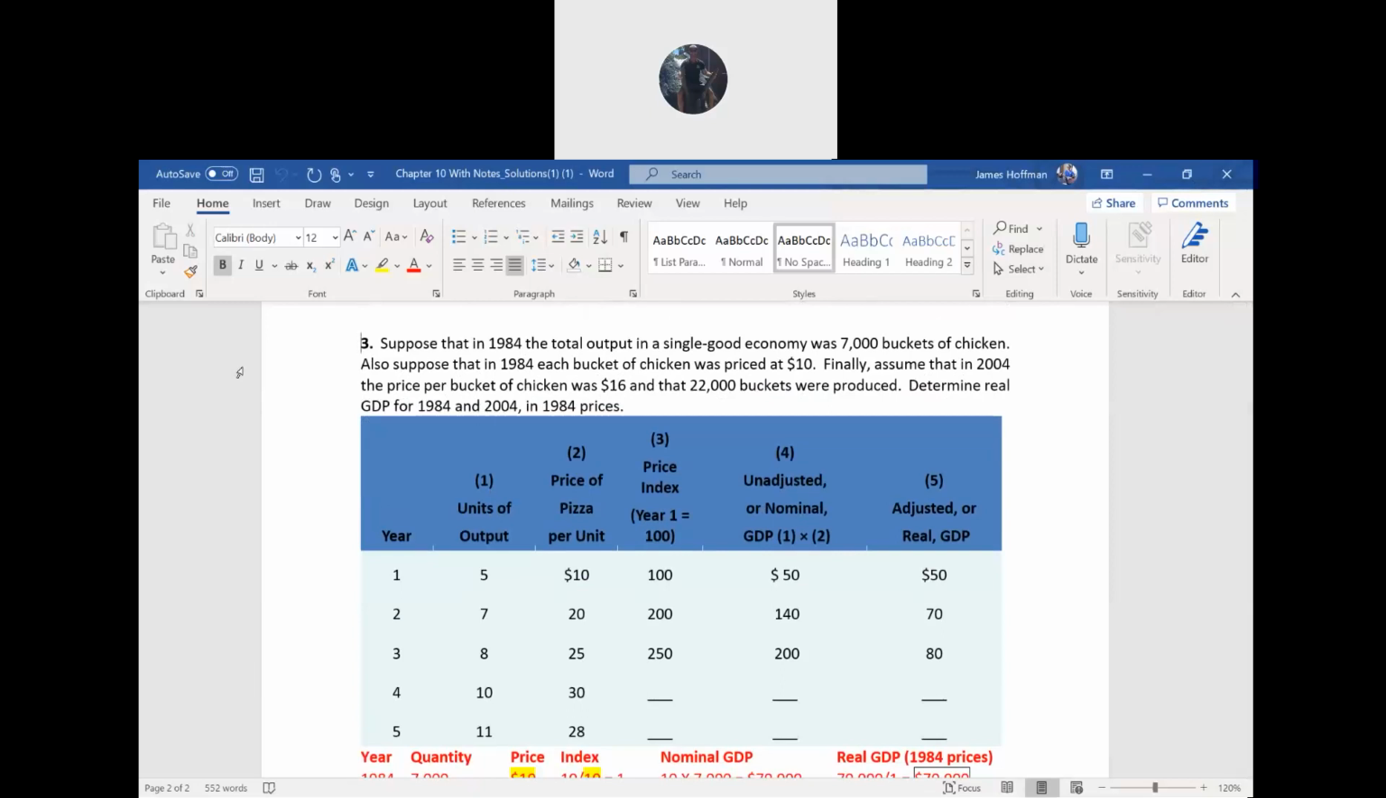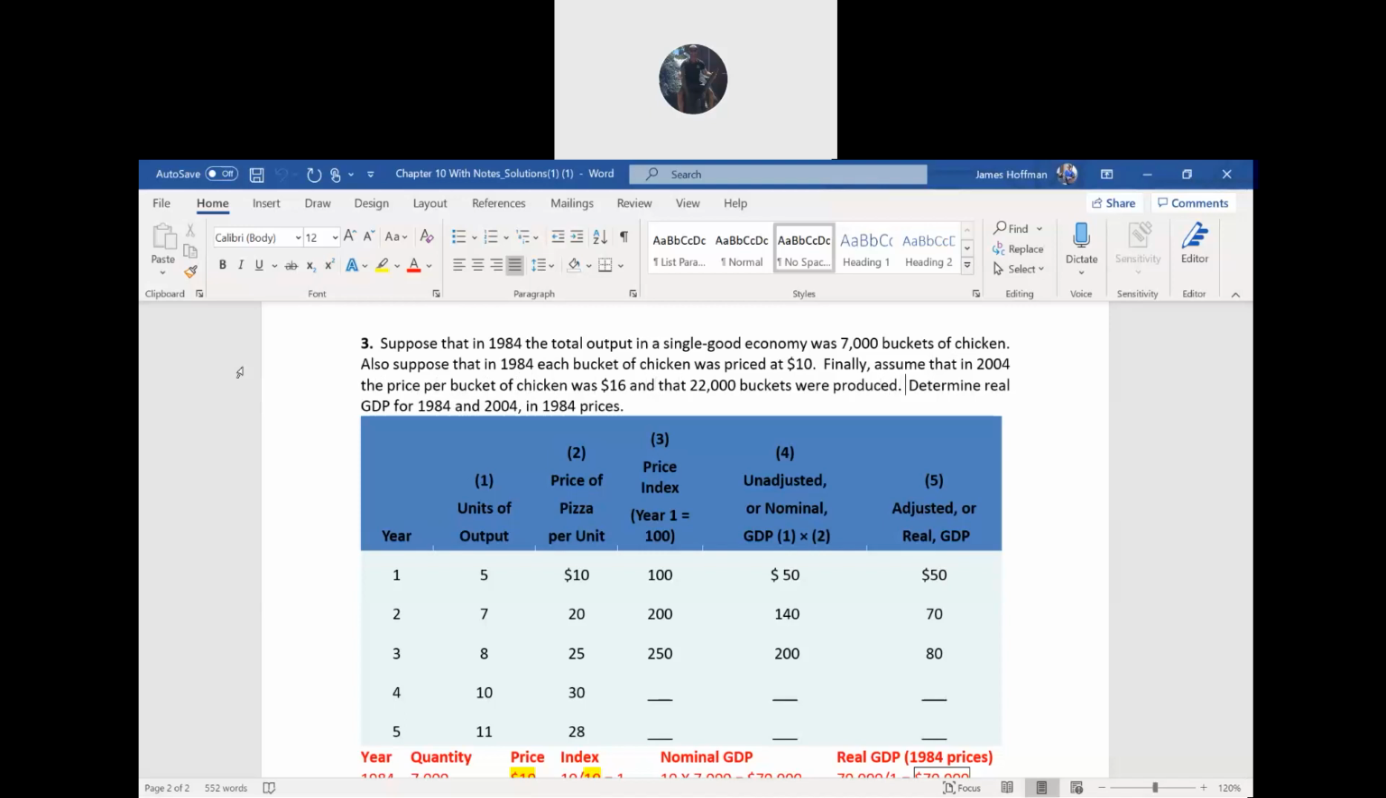Okay, great. So let's look at number three, and number three is a good example of how we use a base year and how we do a simple example of transforming to real GDP. Suppose that in 1984 the total output in a single good economy was 7,000 buckets of chicken. Also, suppose that in 1984 each bucket of chicken was priced at $10, and let's assume that in 2004 the price per bucket of chicken was $16 and that 22,000 buckets were produced.